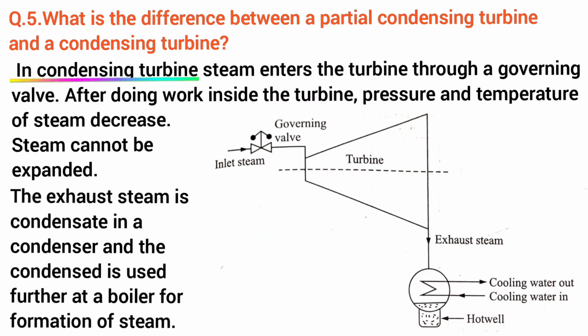In a condensing turbine, steam enters the turbine through a governing valve. After doing work inside the turbine, the pressure and temperature of steam decrease. Steam cannot be expanded further. The exhaust steam is condensed in a condenser and the condensate is used further at the boiler for formation of steam.